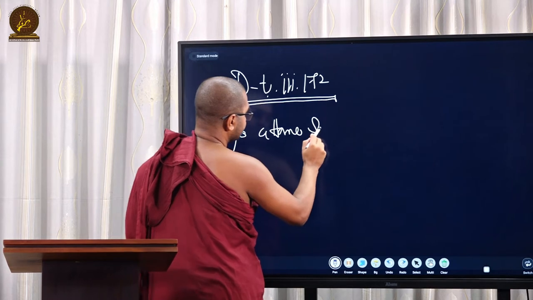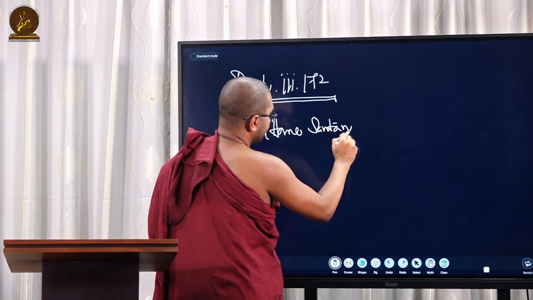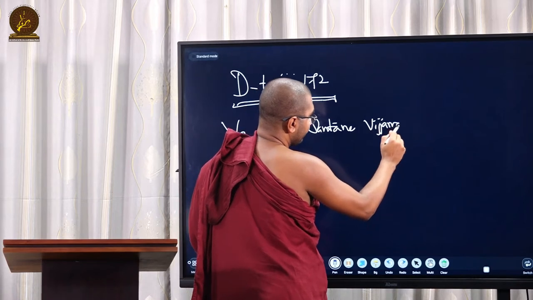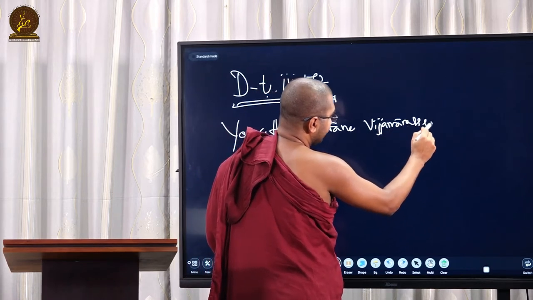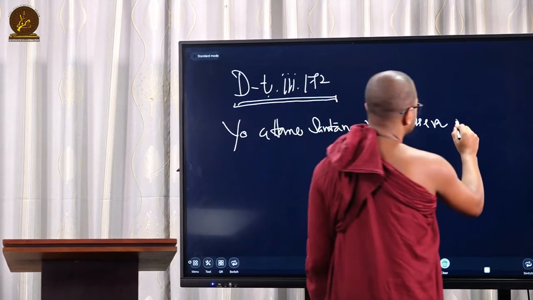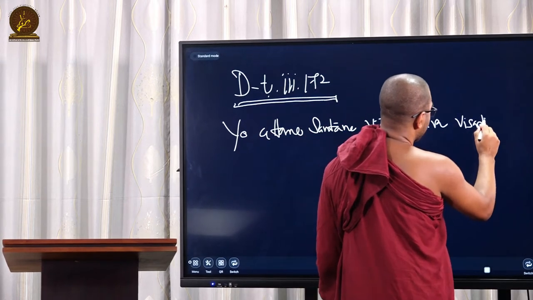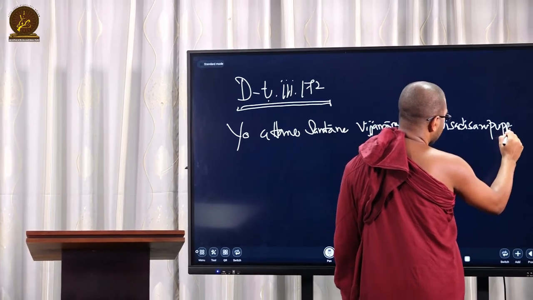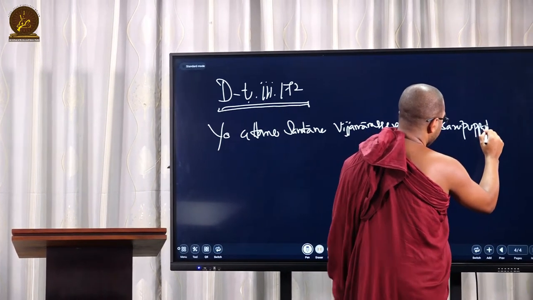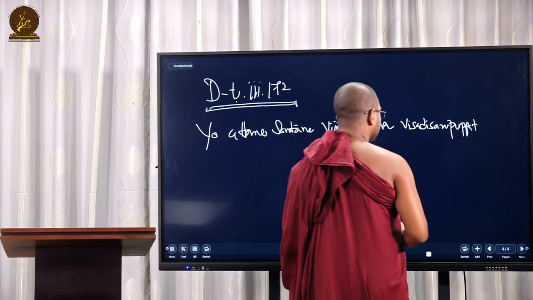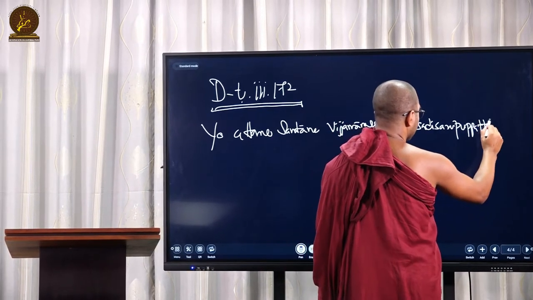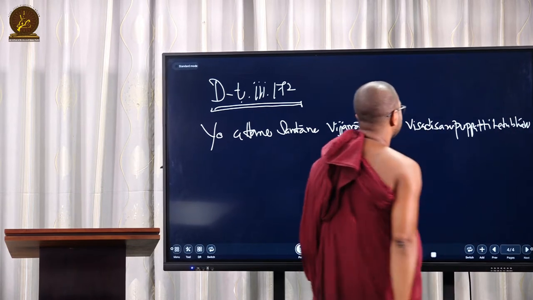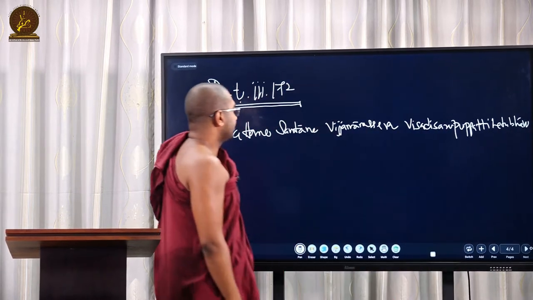Attano santani vijja manaseva visadisa rupuppatti hetu bhavo. This is the Rupana according to Kechi.